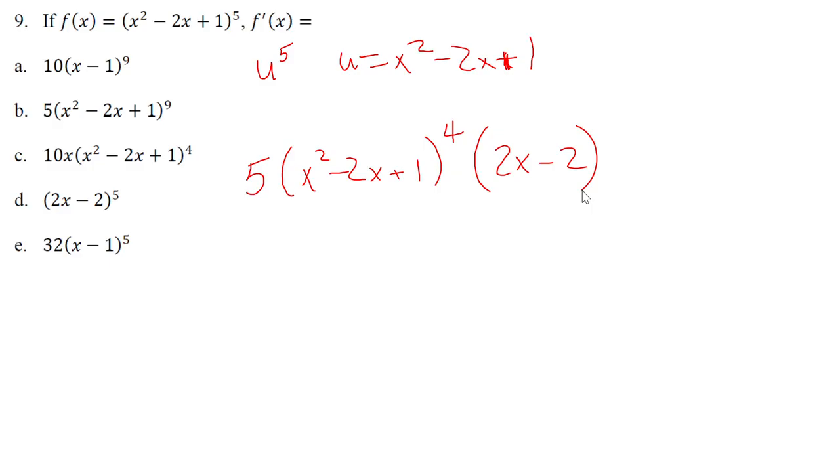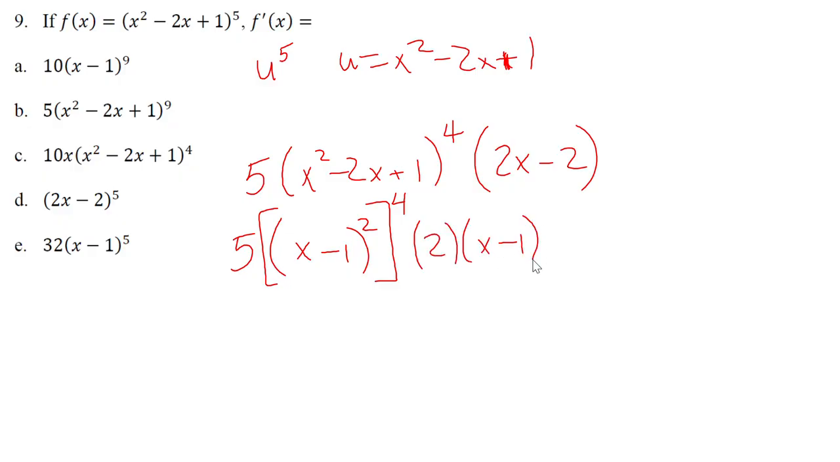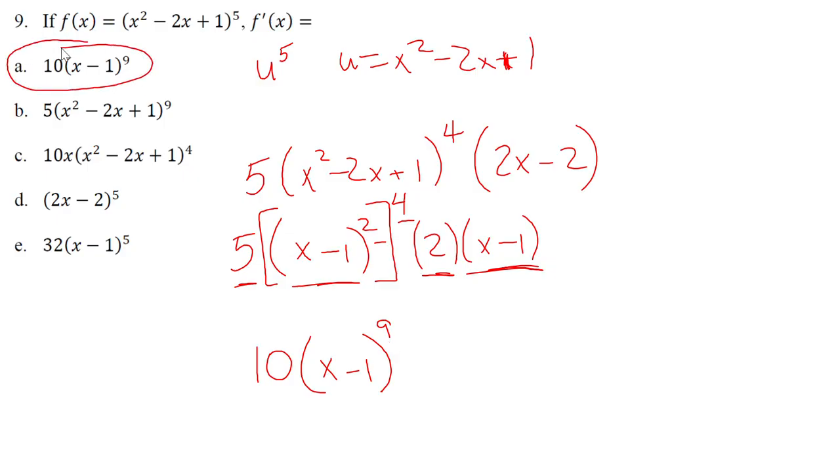So now what we need to do is think about if there's any factoring we can do. Well, x squared minus 2x plus 1, that's a perfect square trinomial. That's just x minus 1 squared. So I've got x minus 1 squared to the fourth. And then 2x minus 2 is just 2 times x minus 1. So really what I've got here is a 5 times a 2, which is 10, times x minus 1 squared to the fourth, which would be x minus 1 to the eighth. But then I have another x minus 1, which means it'll actually be to the power of 9. So we can simplify this into 10 times x minus 1 to the 9th power.